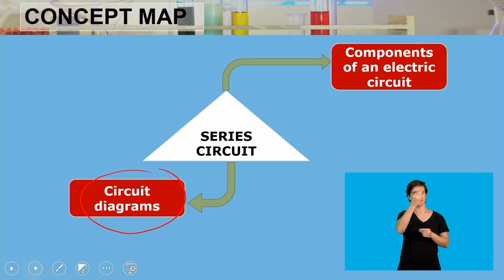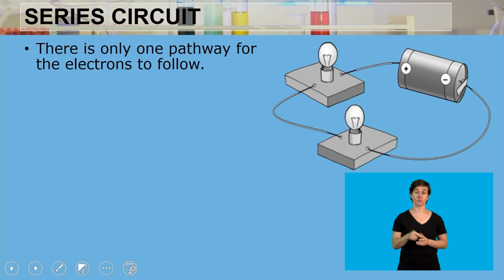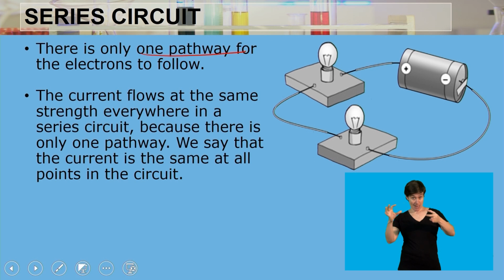So welcome back, learners. Now jumping to our second concept, whereby we're going to be looking at a circuit diagram. We need to remember that in a series circuit, there's only one pathway for the electrons to follow. So electrons are following just one pathway, but that's only if the circuit is connected in series. So the current flows at the same strength everywhere in a series circuit.